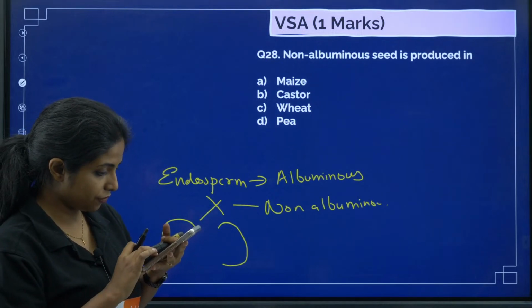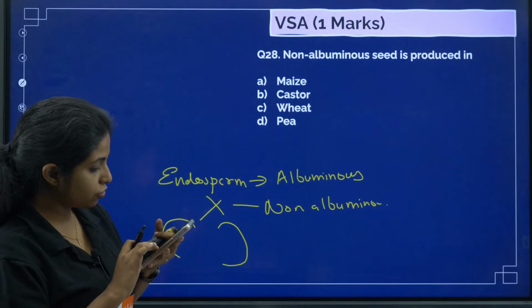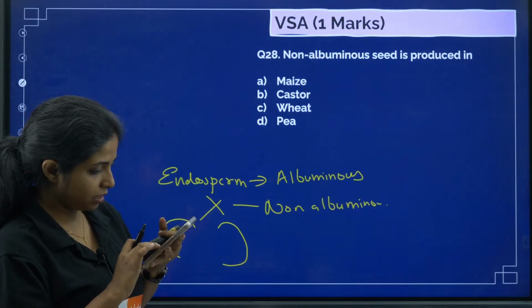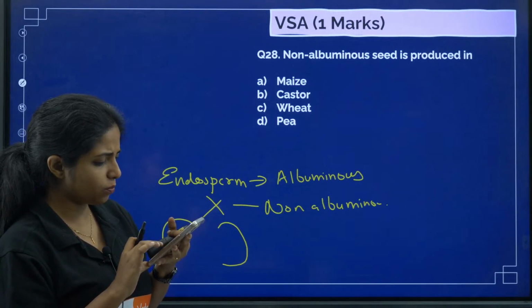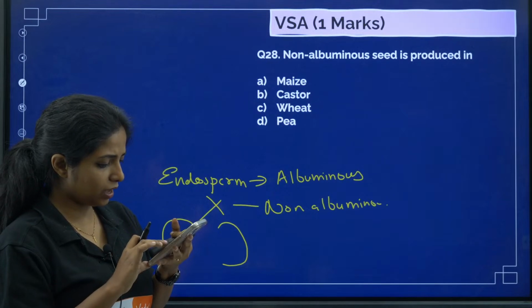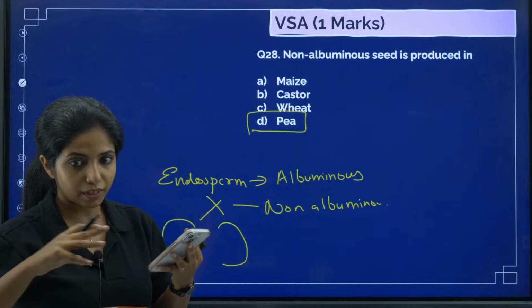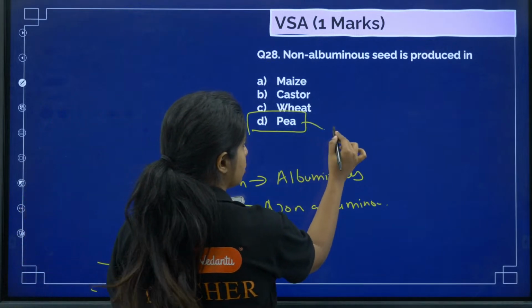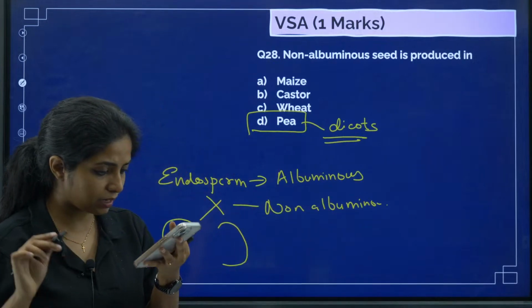Let me see the answer first. Arushi says it's D. Shakat Ali says it's D. Pradeep says it's D. Aman says it's D. Manikanta, Gauri, everyone says, Rocky also says it's D. It's correct. The seed can be broken into two. They are dicots, my dear children. They have two cotyledons.